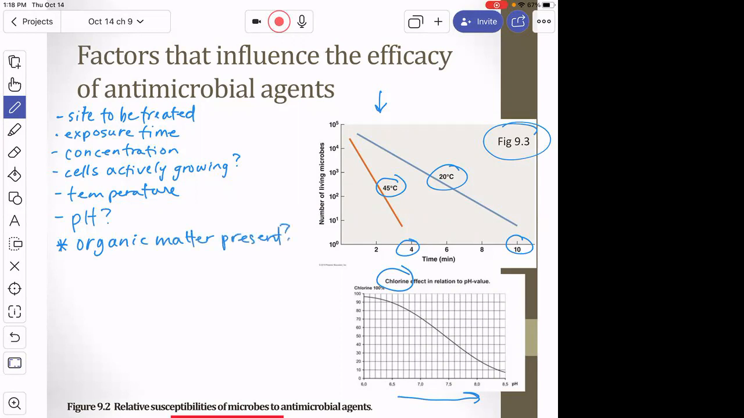Okay, and one last one here that's easy to forget about is organic matter present. What I mean by organic matter is dirt maybe, but also things like blood, feces, diarrhea. It's tempting when you've got a big mess to clean up, like your kid throws up, to throw the bleach on, wipe it off, and be done with it. But the bleach is not going to penetrate very well through organic matter.